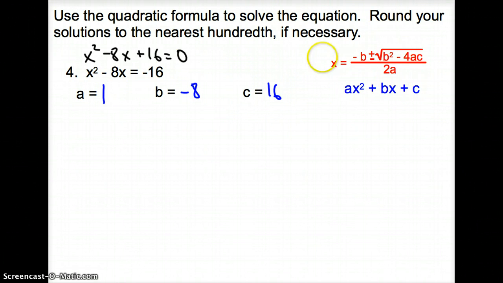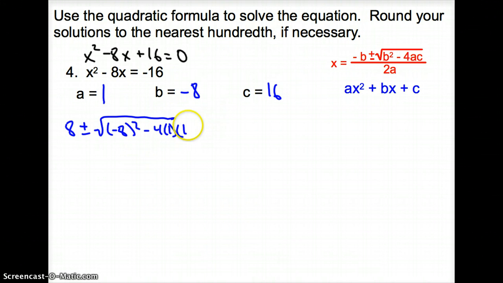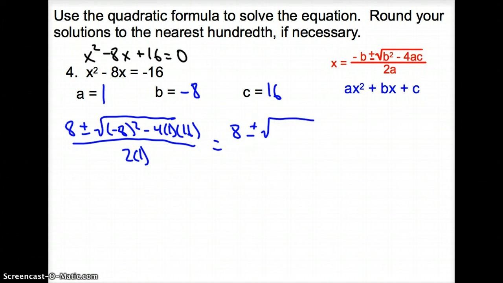Again, I plug all my numbers into my red formula, into the quadratic formula over here. So it's opposite b. The opposite of b is 8 plus minus the square root of -8 squared minus 4 times a times c, all over, we cannot forget, all over 2 times 1.